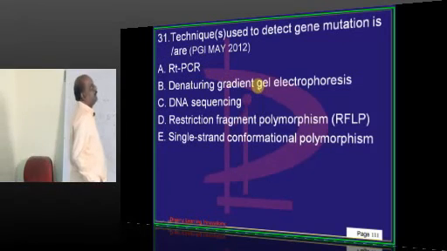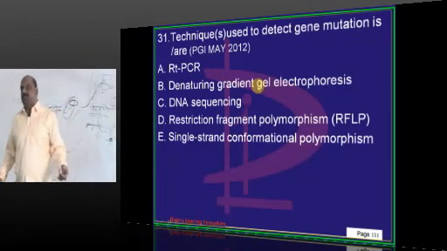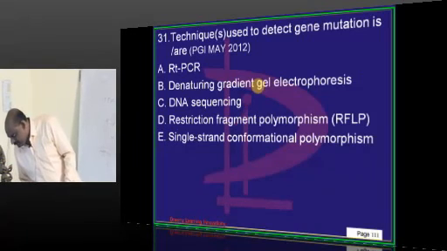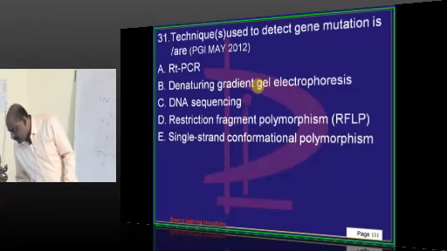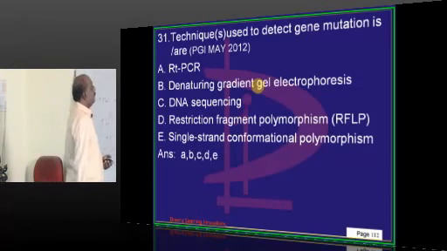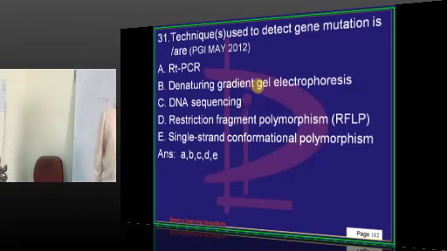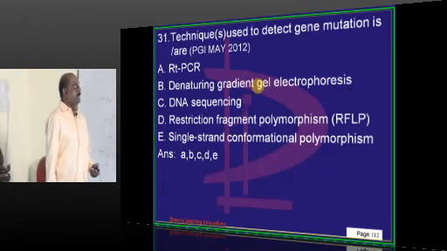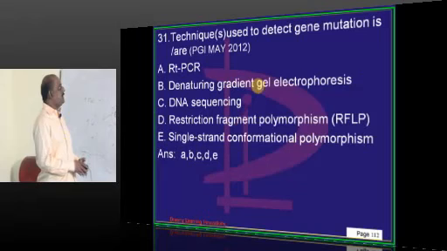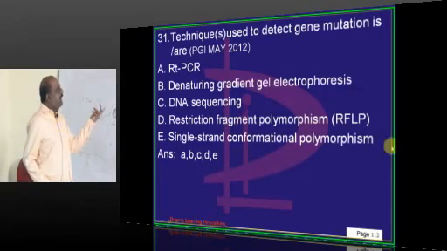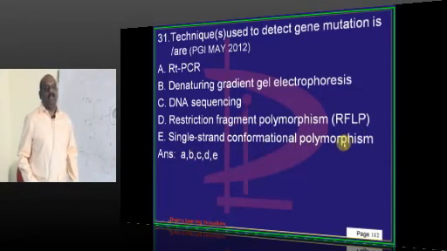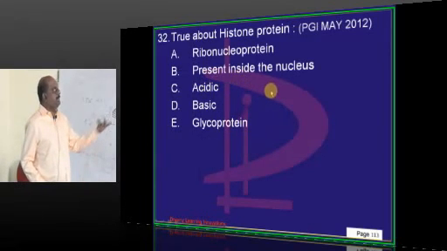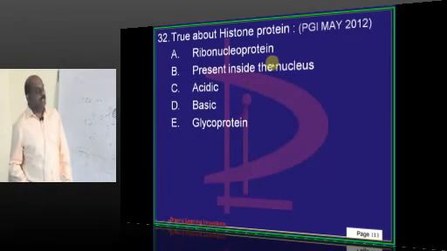Now what are the techniques which are used to identify the mutations in the genes? Very good. So RT-PCR, then gel electrophoresis, DNA sequencing, RFLP, single strand conformational polymorphism. These are the various ways by which gene mutations are basically identified. So that's no big deal.